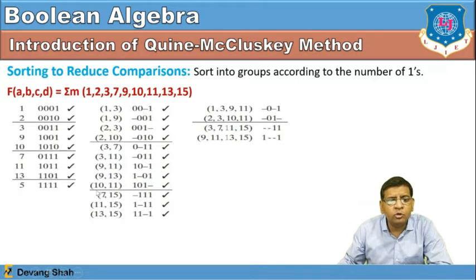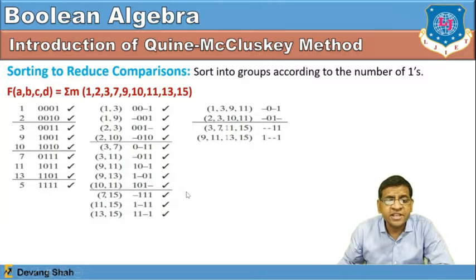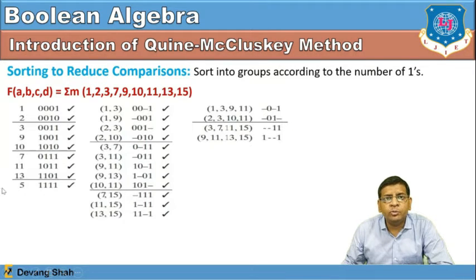In that way, wherever you find the bit difference, you just put down your sequence. So from group number 2 to group number 3, 3,7: there is only one bit change, which gives 0-11. 3,11 gives -011, 9,11 gives 10-1, 9,13 gives 1-01, and 10,11 gives 101-. In that way, from group number 3 to group number 4, 7 and 15 is possible, yes, because the difference is 8.